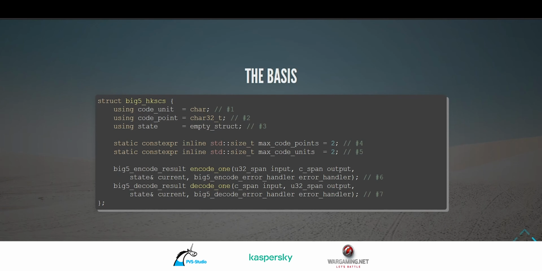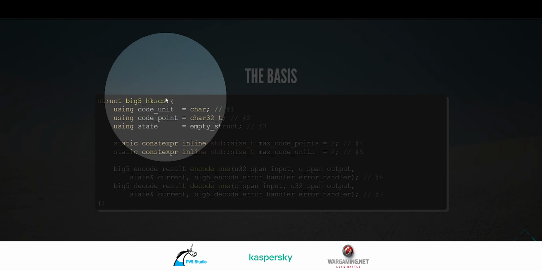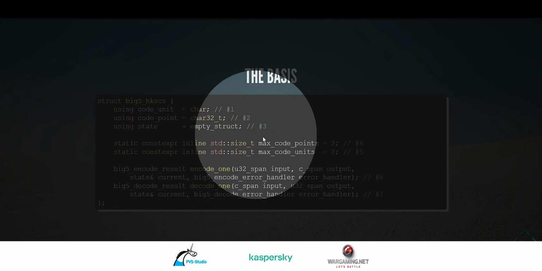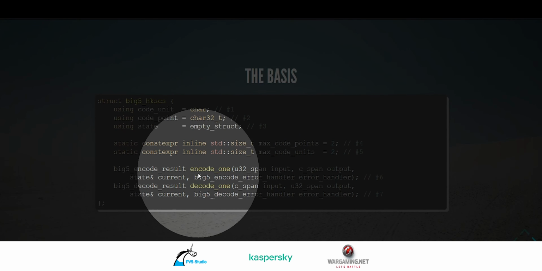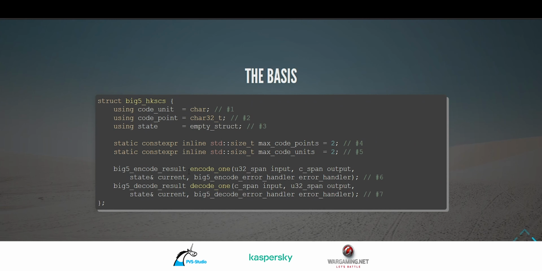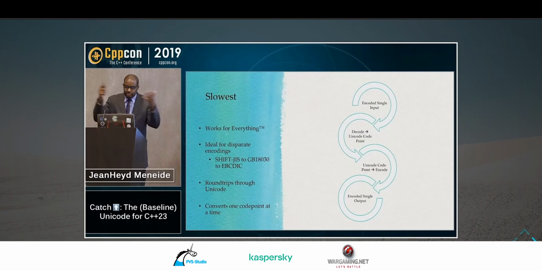So now all of this should make sense to you, right? So we have our code unit and code point types. We have our state type as the empty struct. We have our max code points and max code units, and then we have, of course, our encode_one and decode_one, right? In this case, we have the encode result that gets returned out of the encode_one. We have the decode result that gets returned out of decode_one, and then of course we have our inputs, outputs, the current state, and then our error handlers in case something does go wrong. If nothing goes wrong, then we don't call the error handlers at all, and everything's just fine. And that's okay. And that's our basis.